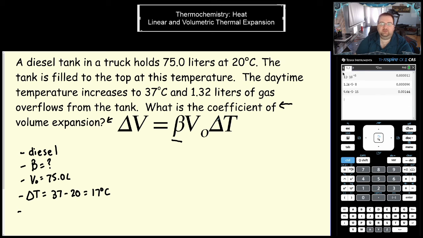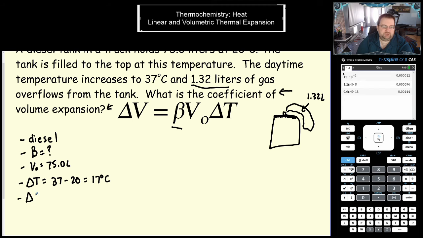And we know that 1.32 liters of gas overflows from the tank. So we can think of it like that example from the video, right? If the gas tank is completely filled to the top, and then this gas spills over, there you go, there's a spill. This amount of gas was 1.32 liters. And so if we went from being completely filled to now we dumped this amount of gas, this is actually the change in fuel. So your change in liters is 1.32 liters. That's how much volume of gas left our tank.